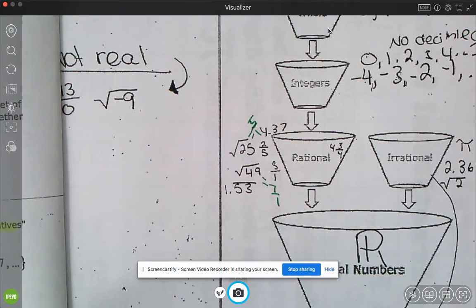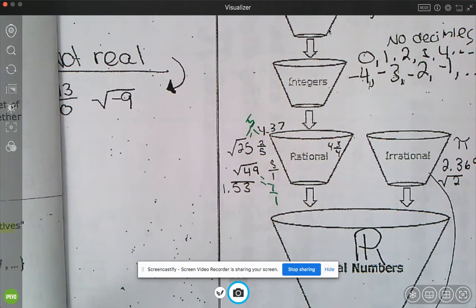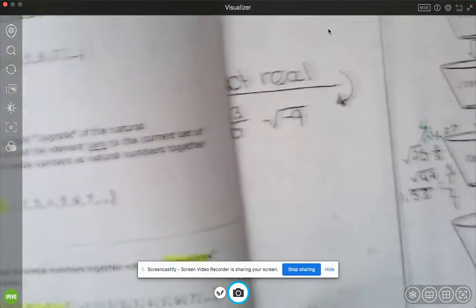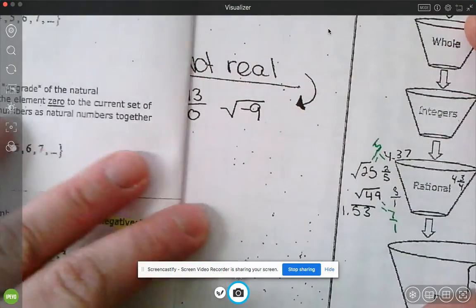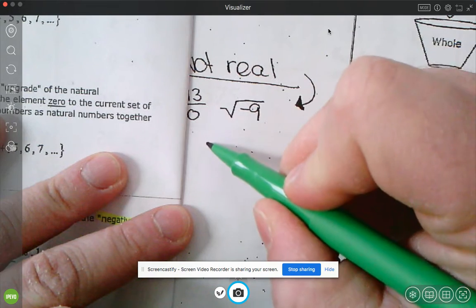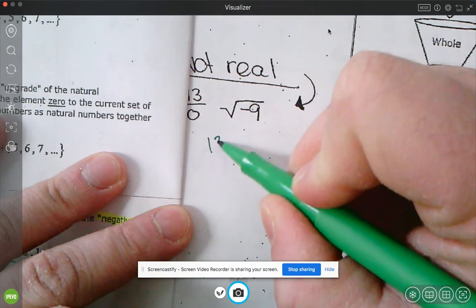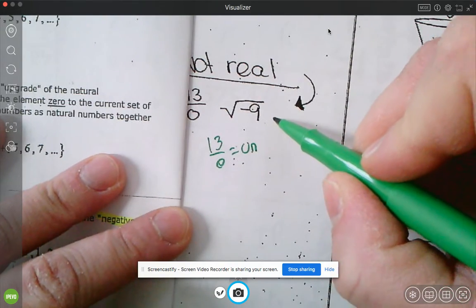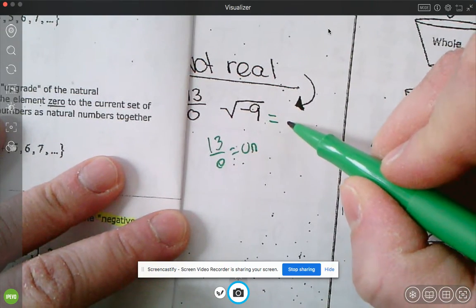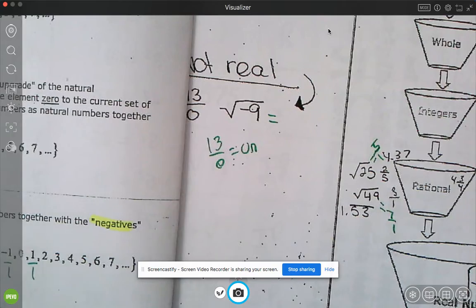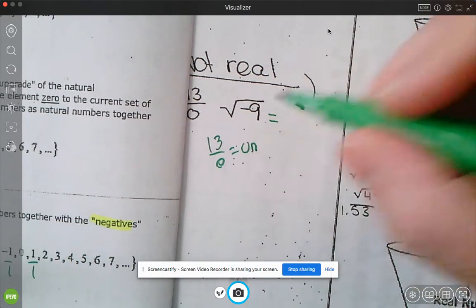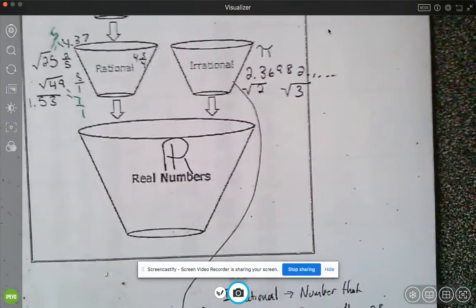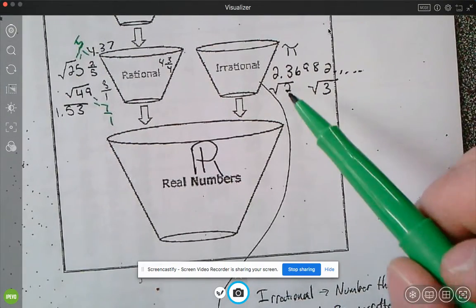That's all rational numbers. Then there are these things that are considered not even real. If you put this in your calculator, it would say error. Anything like 13 over 0 is undefined. It's not even a real number. The square root of a negative number is not real either. There's no number you can multiply by itself to get a negative inside there. And then comes the irrational numbers. I'll show you all that in a calculator in just a second.